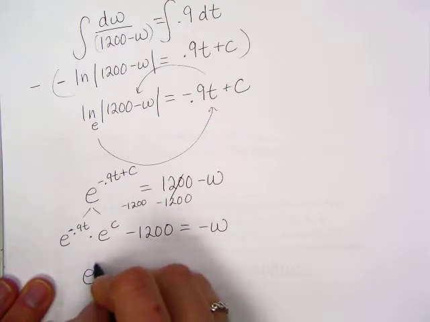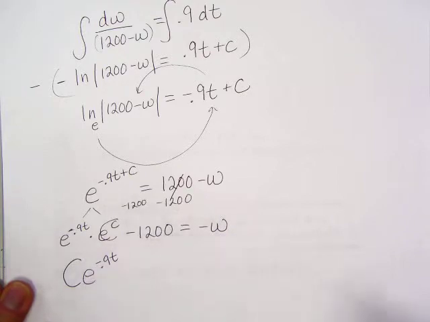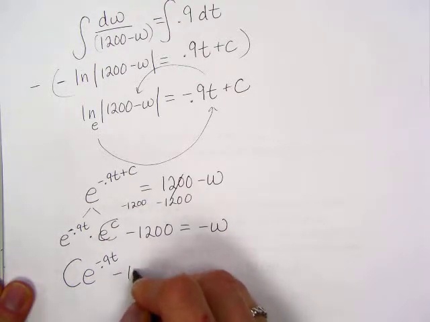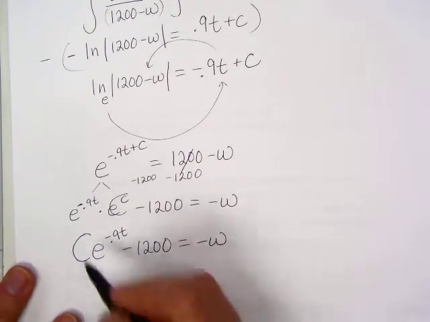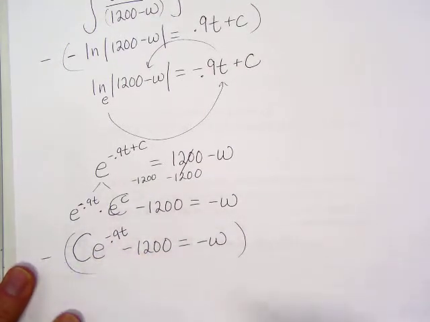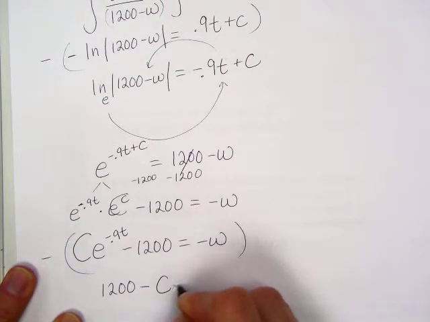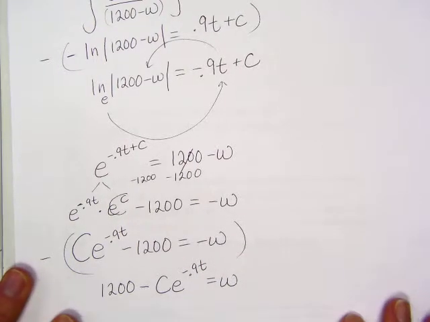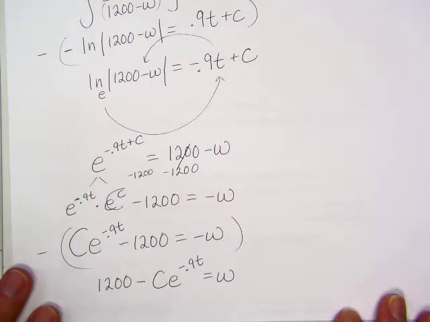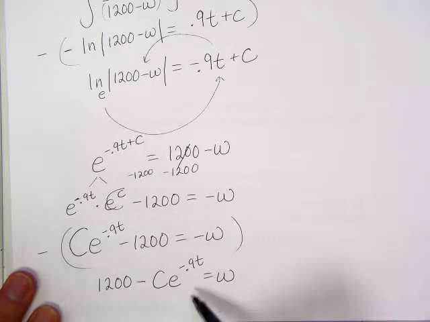So this would be e to the -0.9 t. Again, they're just going to call this big C. Usually it goes in front there. Minus 1200 equals -w. So once again, taking the opposite of everything, we'd have 1200 minus c e to the -0.9 t equals w for our answer to part A. All right. Now B says, oh, I'm sorry, we're not quite done with A.